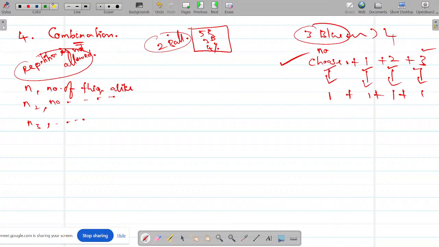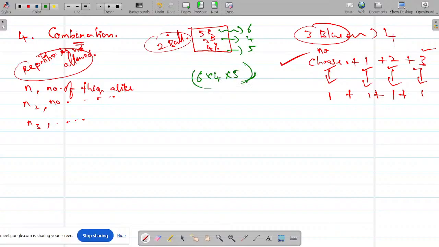Likewise, now you come here. For 5 red balls, how many options will you have? 5 balls, plus no choosing as one option, so 6 options. For this one, 6 options. For the blue balls, sorry, not 6, 4 options. For this one, 5 options. So totally how many options do you have for choosing? 6 into 4 into 5. That's it.